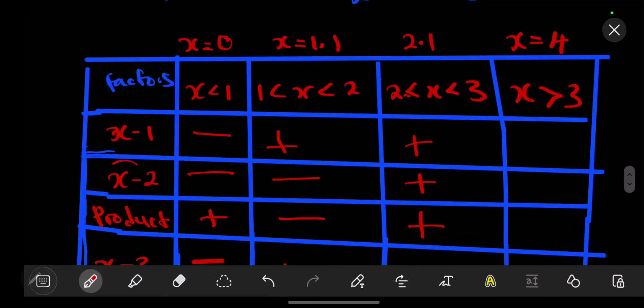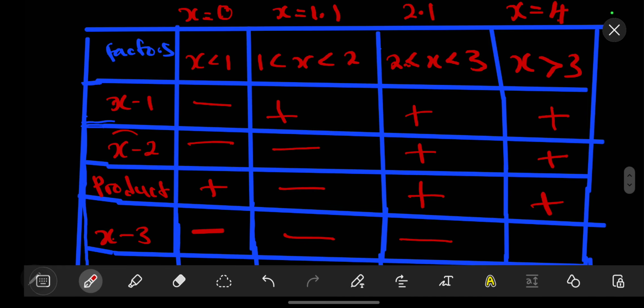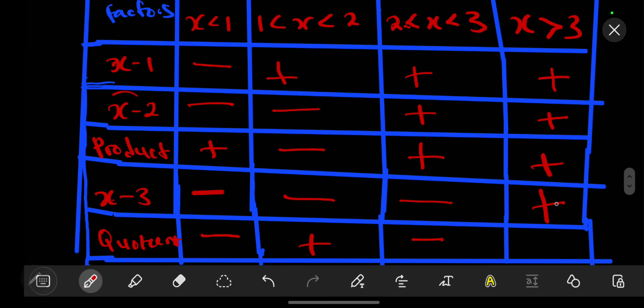Let's look at our last portion. If we get 4, we put it here, it will be 4 minus 1, which will be equal to positive 3. So the sign will be positive. 4 minus 2 is positive 2. Multiplying positive by positive, it will be a positive there. Then we have our x minus 3. Since x is equal to 4, it will be 4 minus 3, which is positive 1. So we are going to write a positive. Then positive divided by positive to get the quotient, we are going to get a positive like that.